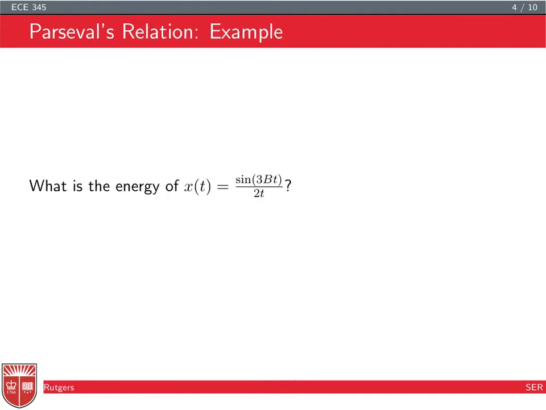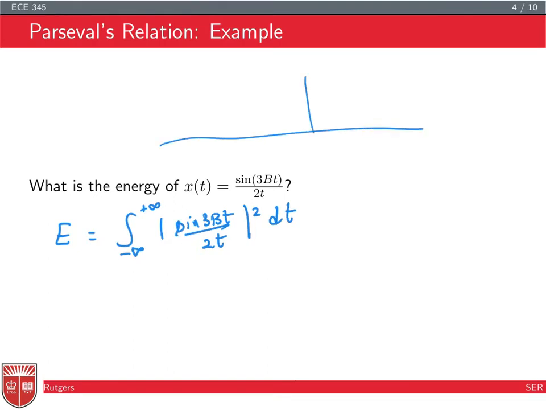As an application of Parseval's relation, let's try to find the energy of the signal x of t equal to sine 3bt divided by 2t. So b here is a constant. If you want to do it directly, you'll have to find the energy, which is equal to the integral from minus infinity to plus infinity of the magnitude of sine 3bt divided by 2t squared dt, right? So this is how you're capturing all the energy.